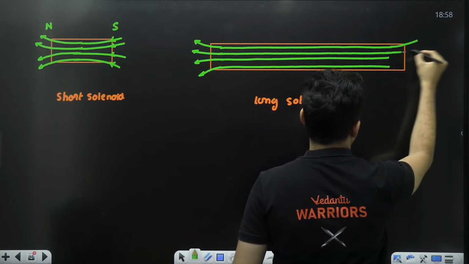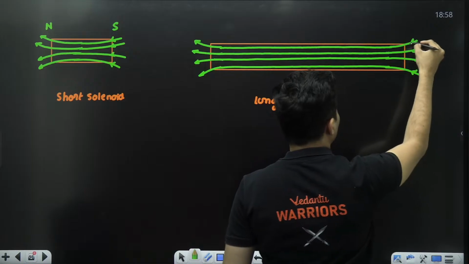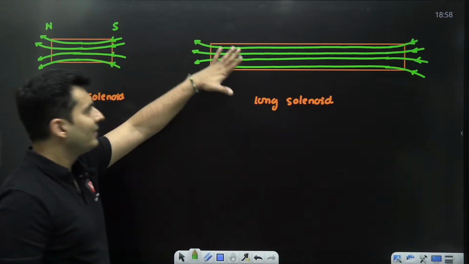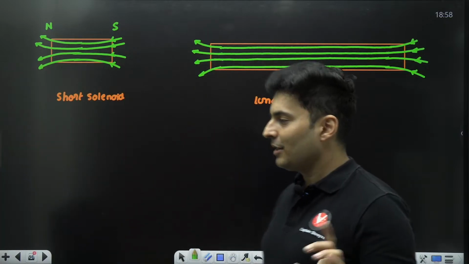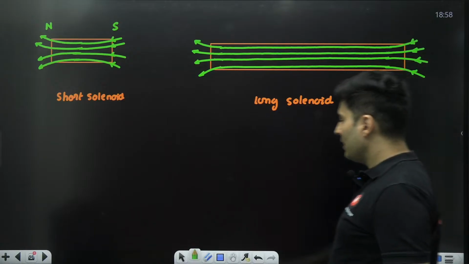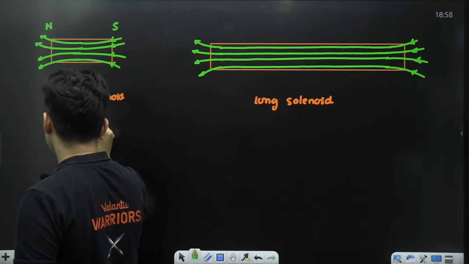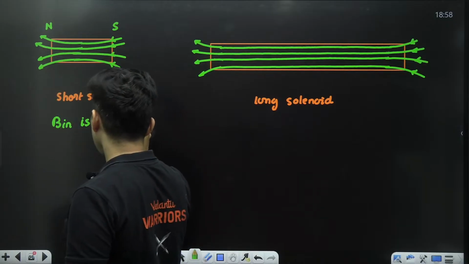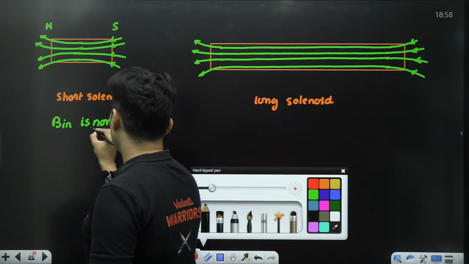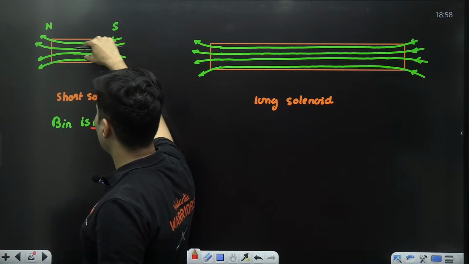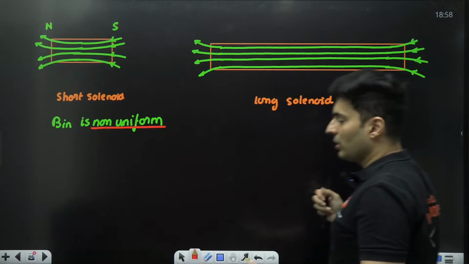So as you can see, the difference is how the field lines are in most of the part of the solenoid. Here you can see the magnetic field inside is non-uniform. Very, very important, it is not constant throughout. Here it is weak, strong, strongest, strong, weak, weaker, and it keeps on diverging or converging.